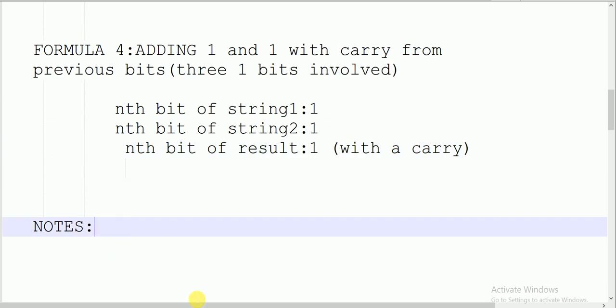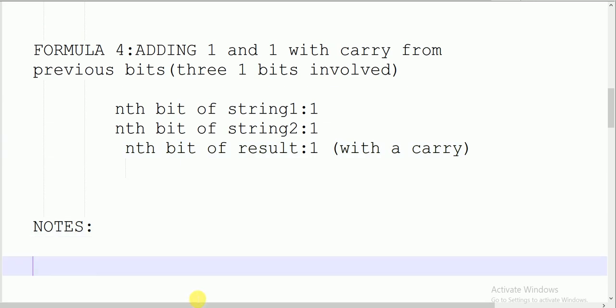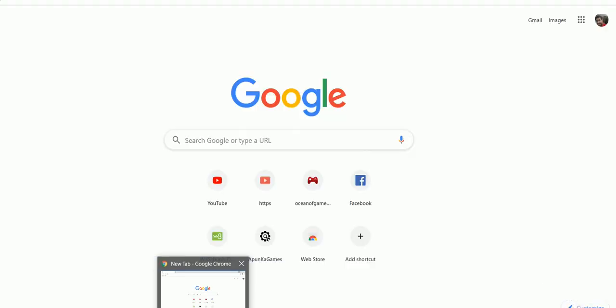Okay, now let's get into the notes. That's pretty much it for the formulas. And note 1, I'm going to write 2 notes here.